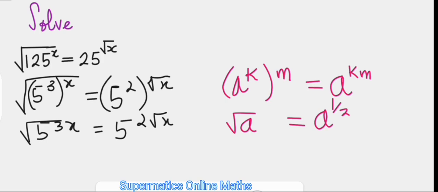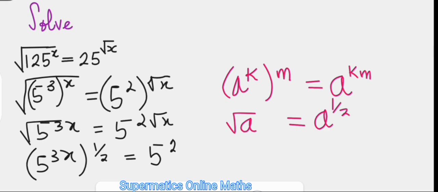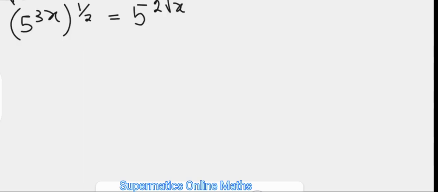Applying this to the left hand side, the square root of 5 to the power of 3x becomes 5 to the power of 3x, then with half as an exponent, while the right hand side still remains 5 to the power of 2 root x. Applying the law that we earlier used, power of a power, on the left hand side, the equation becomes 5 raised to power 3x over 2 on the left hand side, and on the right hand side it is 5 raised to power 2 root x.